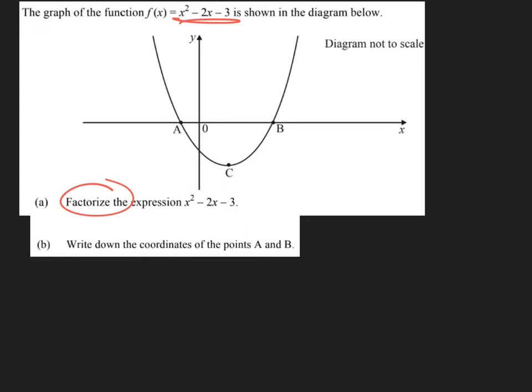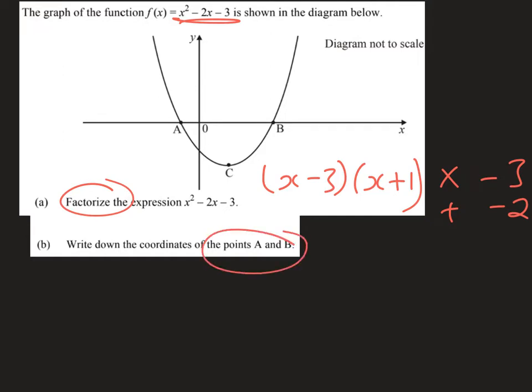So to do that, we're looking for two numbers which multiply to -3 and add to -2. So those two numbers are going to be -3 and +1. So that's part 1. In part B, write down the coordinates of the points A and B.